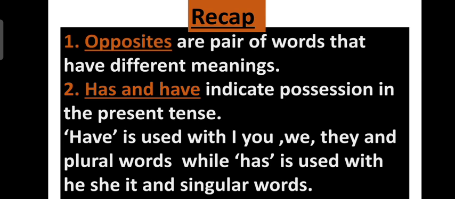So after that we learn about use of has and have. So children, has and have indicate possession in the present tense. We use have with I, you, we, they and plural words, while has is used with he, she, it and singular words. I hope this really helped you to revise previous class.